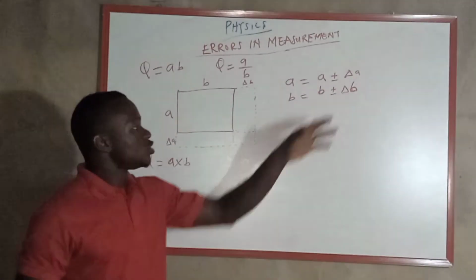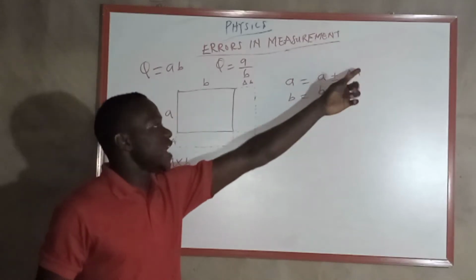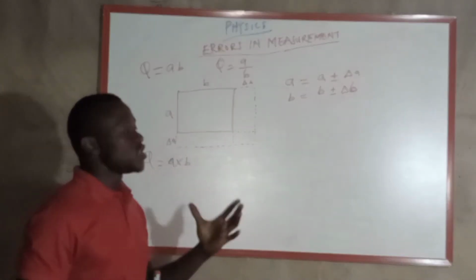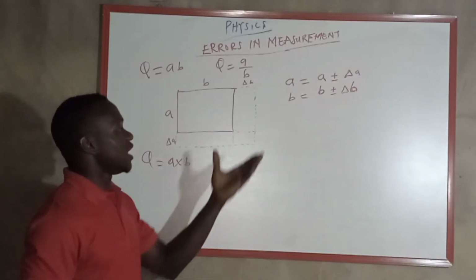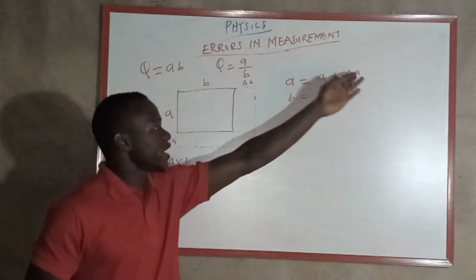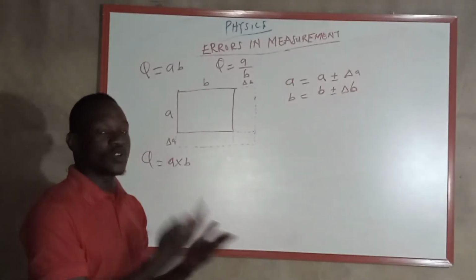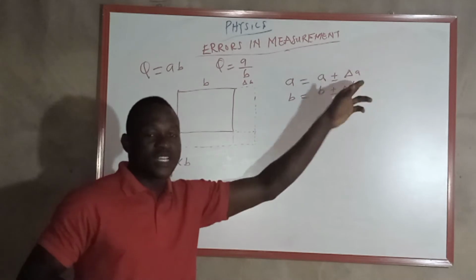Now, how are you able to get the particular error in each reading? I've said it in my previous class on errors in measurement. So you have to go back to my playlist and check errors in measurement for you to know how to get this change in A and change in B. It's very simple. Just look at your calibration or look at your experiment, you will easily spot out the change in A and change in B.